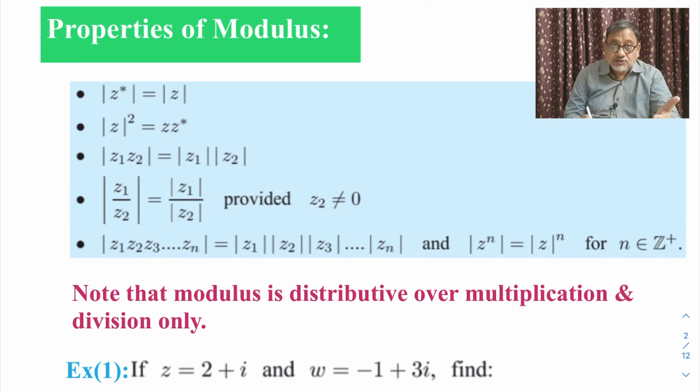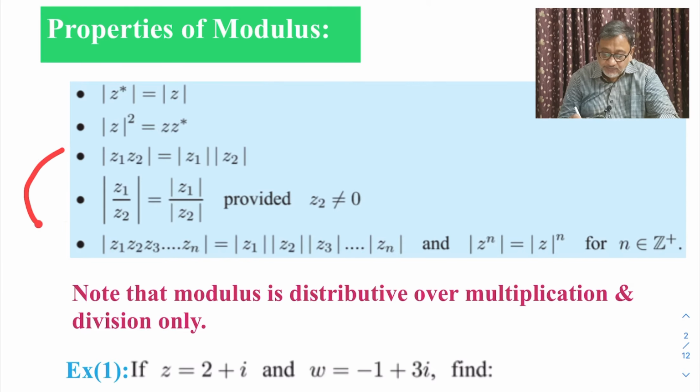We are going to use this property in coming examples. Modulus of z1 multiplied by z2 is the same as modulus of z1 into modulus of z2. So it is distributive over multiplication. Similarly, modulus of z1 over z2 is equal to modulus of z1 over modulus of z2. It means it is also distributive over division, provided z2 is not equal to 0. Of course, the denominator should not be equal to 0.